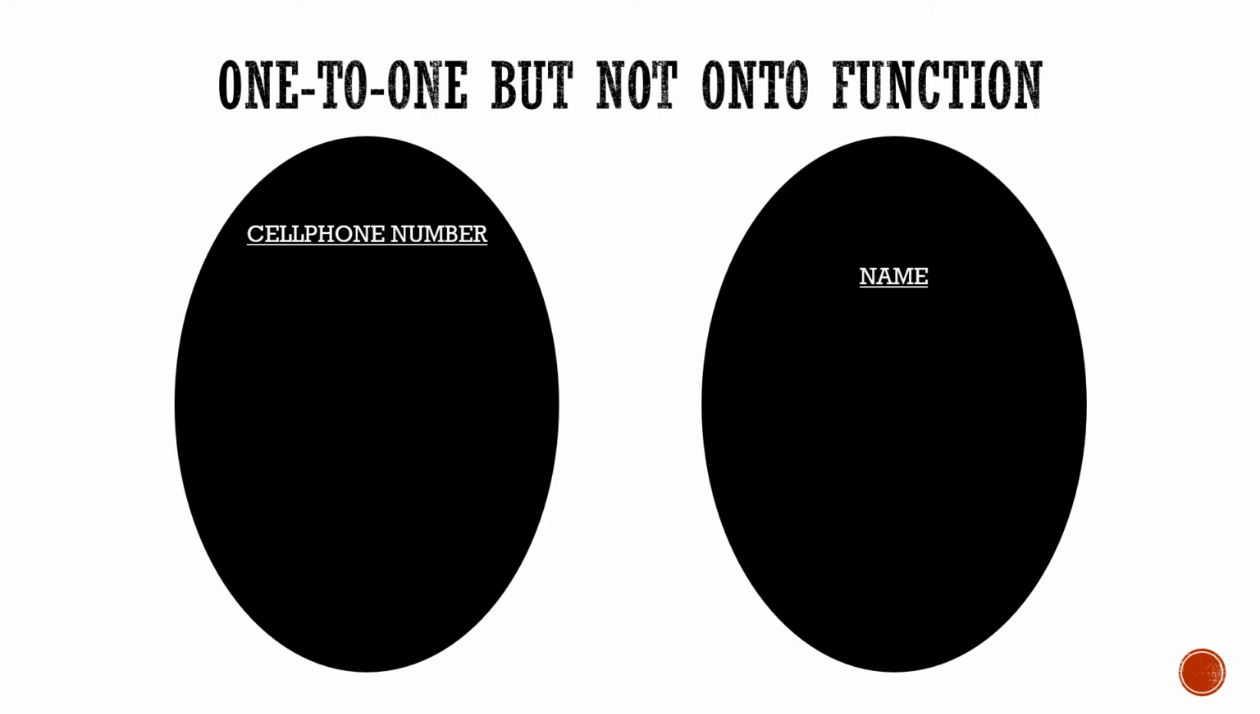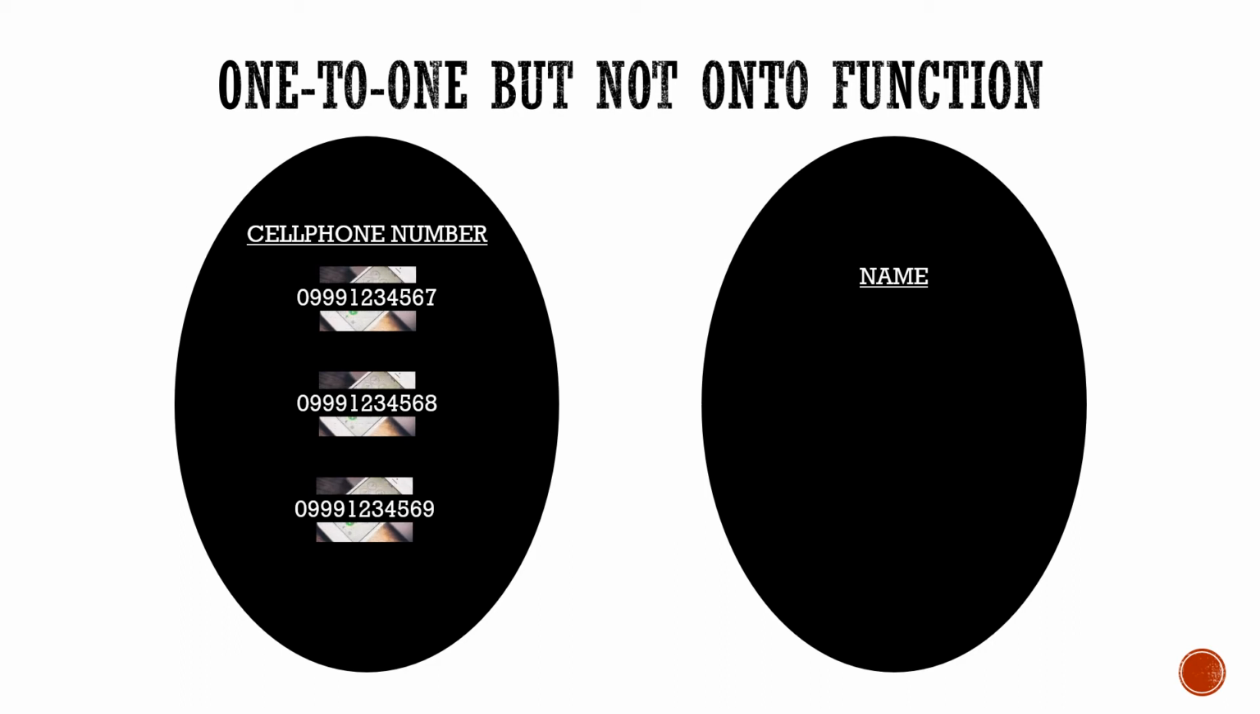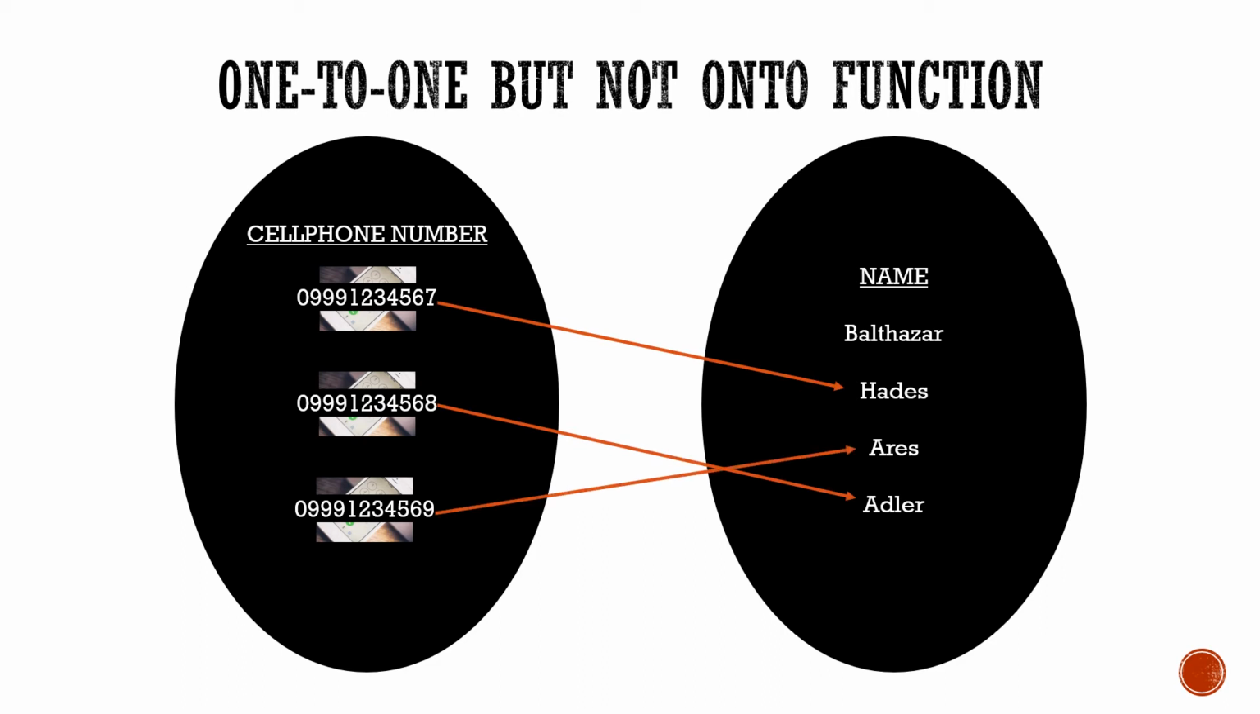Next, one-to-one but not onto function. A person has a personal cell phone number but not all people have a personal cell phone number. This is a one-to-one function because there is no person who has the same personal cell phone number as another person. But it is not onto function because not all people have a personal cellular number, like Balthasar.